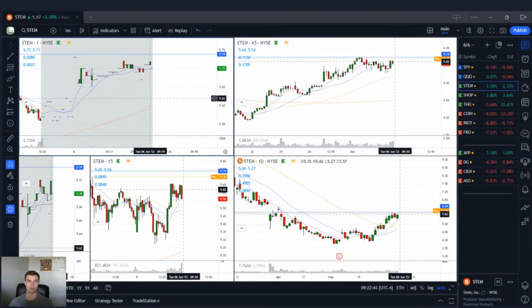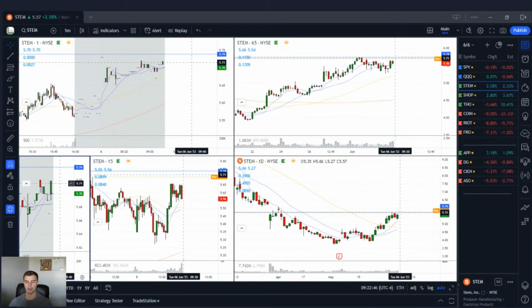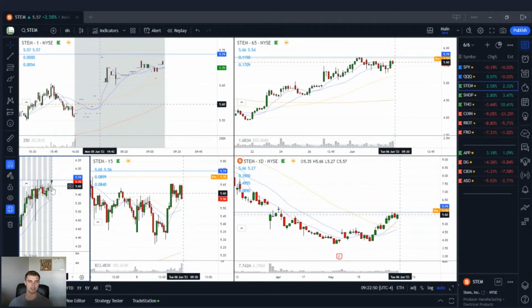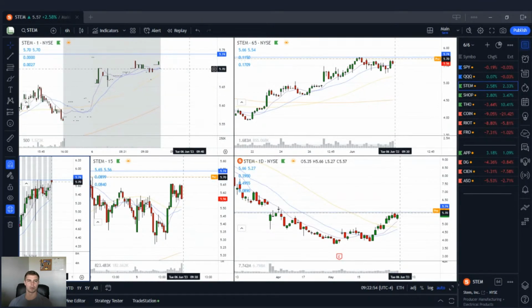It's not doing great pre-market volume, a little bit thin, but it is not too bad. So actually, it's not doing too bad. 76,000 shares in the pre-market, so that's a pretty good amount. It just looks a little thin on the 1 minute.